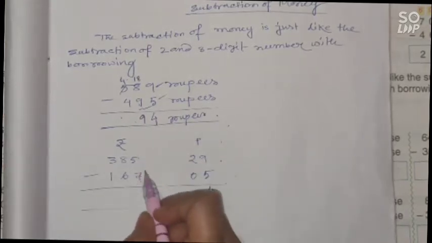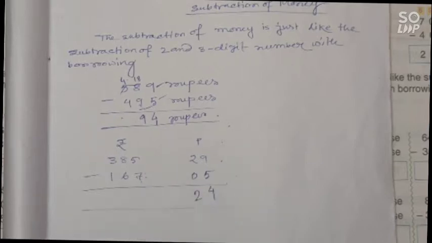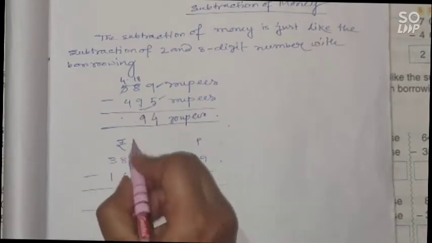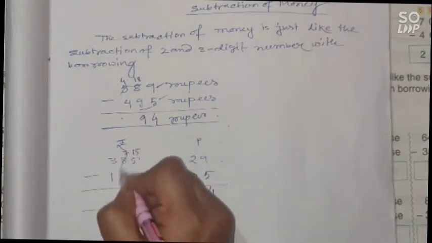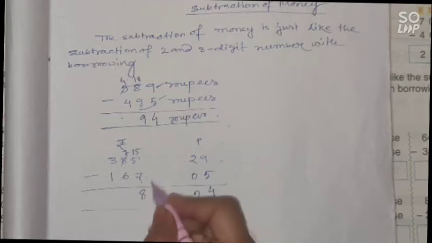5 minus 7, but we cannot subtract 7 from 5 since 5 is less than 7. Since 5 is smaller than 7, we cannot subtract 7 from 5. So 5 will borrow 1 from 8. So 5 becomes 15 and 8 becomes 7. 15 minus 7 is 8.